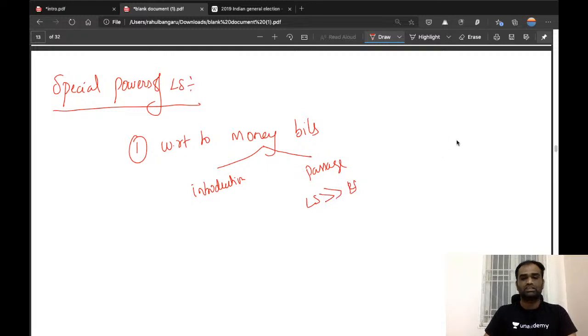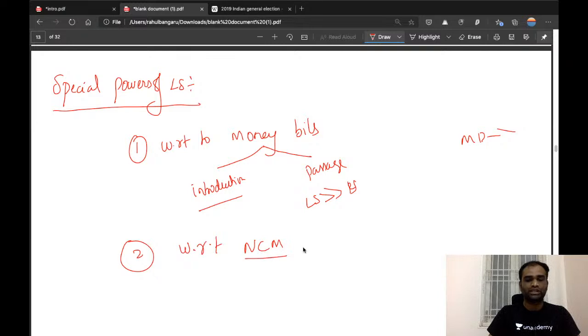If Rajya Sabha does not pass a bill within 14 days, that money bill will be deemed as passed, and there is no need for Lok Sabha to accept the amendments proposed by Rajya Sabha. So the power of Lok Sabha is greater than that of Rajya Sabha with respect to money bills, in introduction as well as passage. Now the next special power of Lok Sabha is with respect to the no confidence motion.